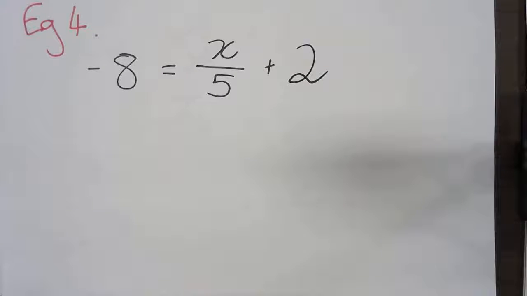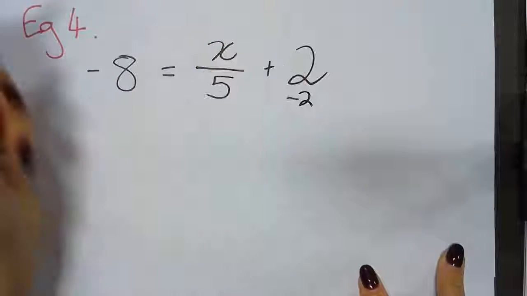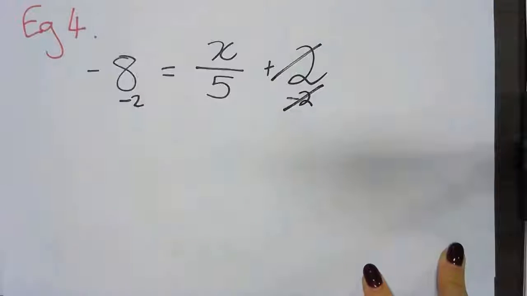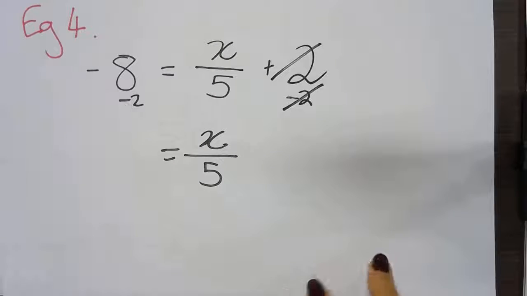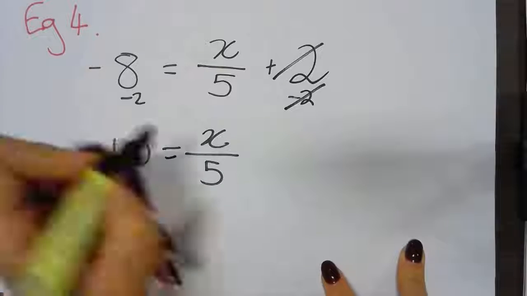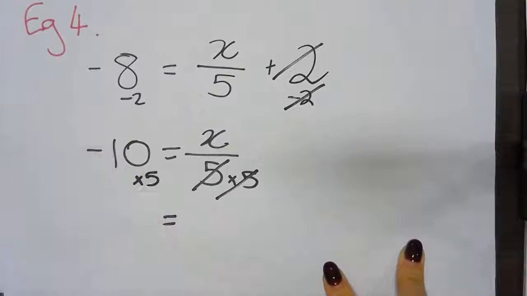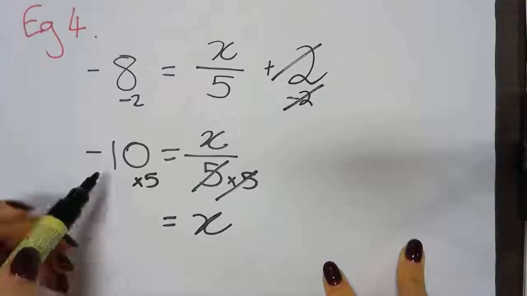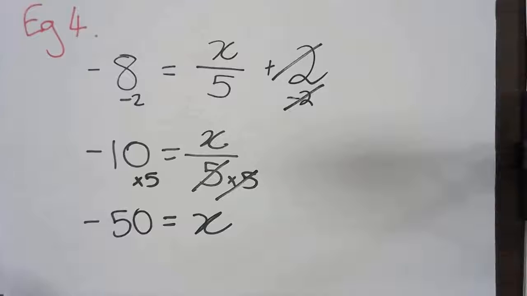Last example. We've got x divided by 5 plus 2 equaling negative 8. So, once again, we need to make sure that we get rid of the plus 2 first. So, it's minus 2 to get rid of that. x divided by 5 is left on that side, negative 8 minus 2 is a negative 10 altogether. Now we need to get rid of the divided by 5, so we times by 5. Cancels it off. What you do to one side, you do to the other. So x is left, and negative by a positive is a negative answer, and that's going to end up with a negative 50.